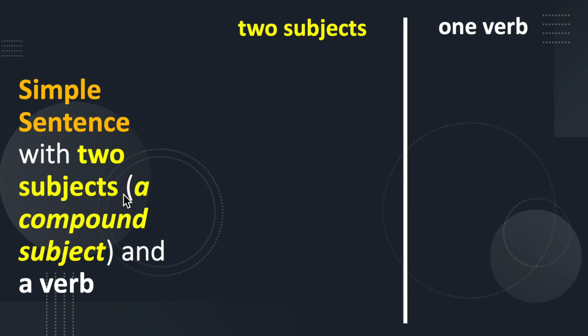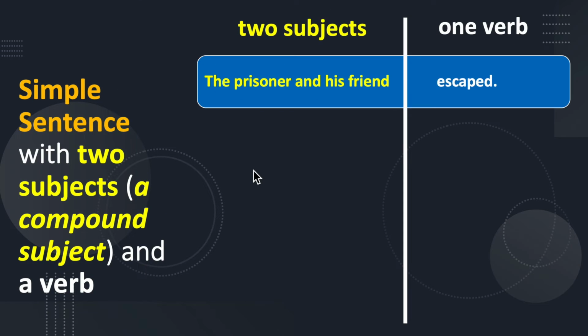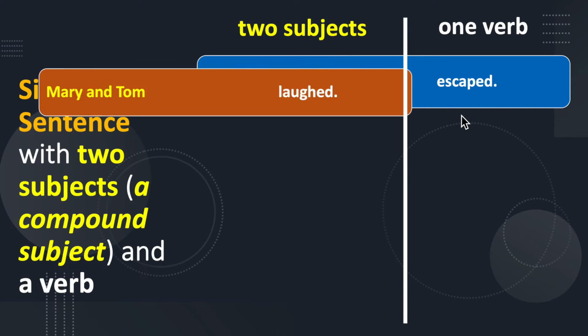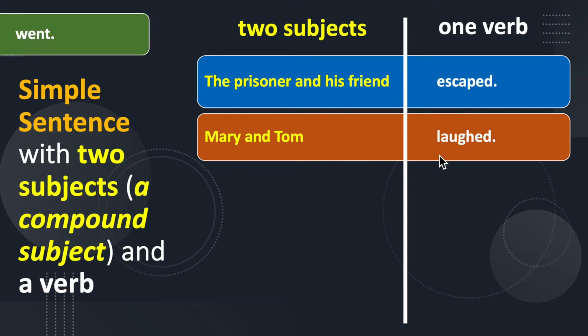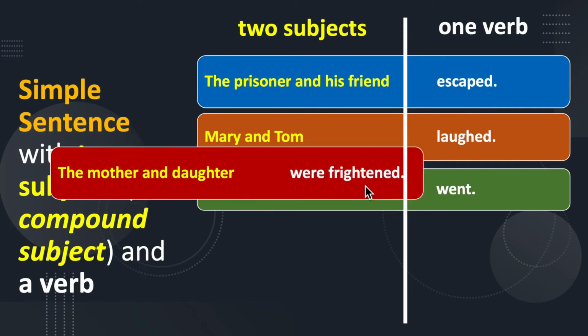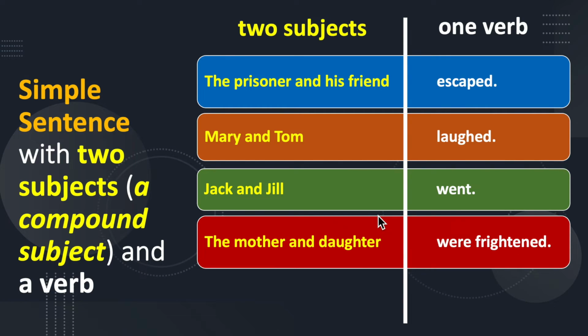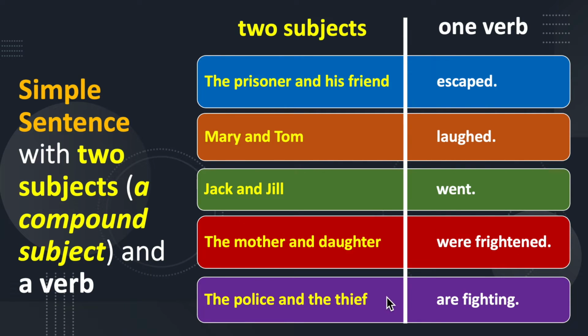Simple sentence with two subjects. Sometimes two subjects are also known as a compound subject, and a verb. Let's have examples. The prisoner and his friend escaped. Here we have two subjects, the prisoner and his friend, and they are also known as a compound subject. And we have one verb. Likewise, we have more examples. Mary and Tom laughed. Go to the next. Jack and Jill went. Next. The mother and daughter were frightened. Next, the police and the thief are fighting. So what we notice is that in these examples of simple sentences, we have two subjects, one verb. So they are still simple sentences.